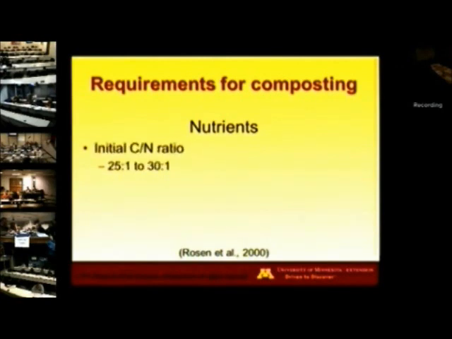All right. Requirements for composting. Again, nutrients. Our initial carbon to nitrogen ratio of all our materials should be about 25 to 30 to 1.